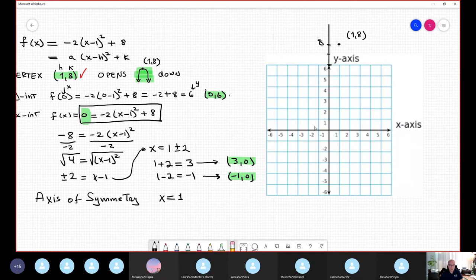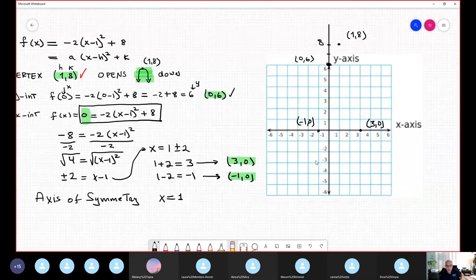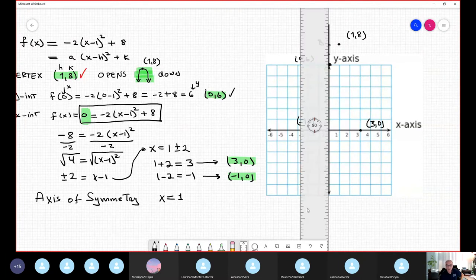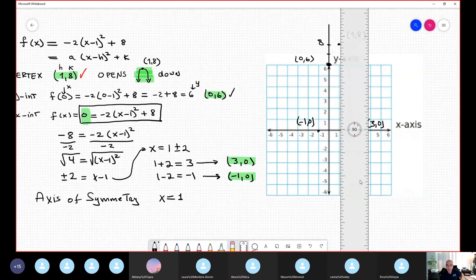We have another point, which is 0, 6, the y intercept. 0, 6 is here. And we have two x intercepts: 3, 0 over there, and -1, 0. So I have some idea how my parabola looks, because extra information that we have is the axis of symmetry. Look, the axis of symmetry looks like that. It's the vertical line x equals 1, passing through 1.